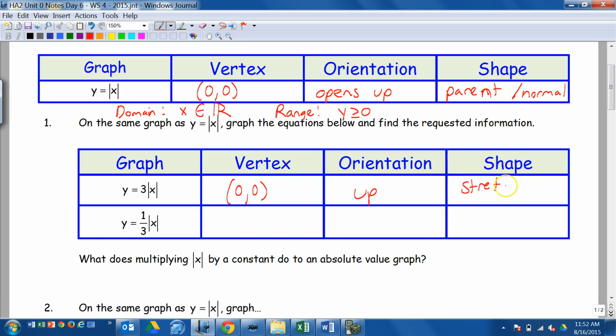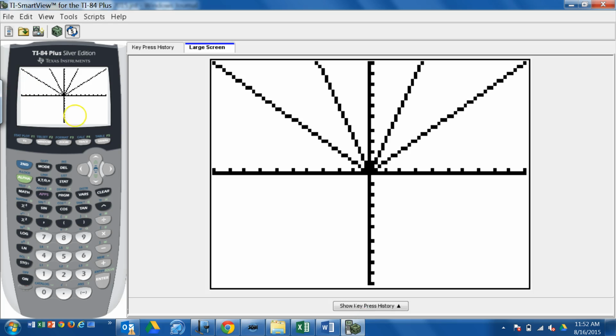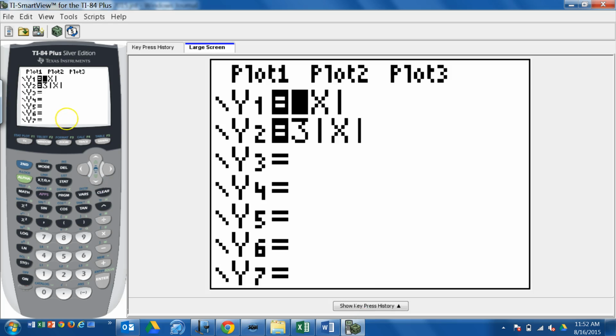Think about pulling a rubber band. Pretend that V was a rubber band and you pulled it upward. It should get thinner, so it was stretched vertically. And usually in this class we'll just talk about the vertical direction. Now, because of that, what do you think the 1/3 will do instead? Hopefully you guys have a good idea. I'm going to get rid of this one and change it to 1/3.